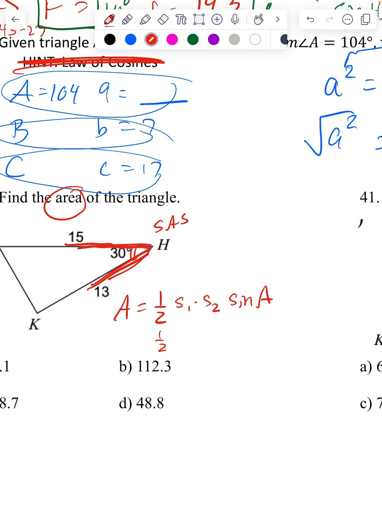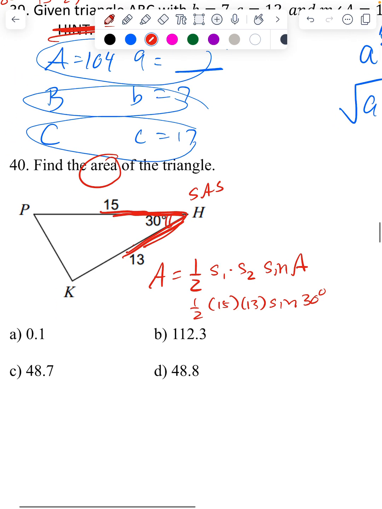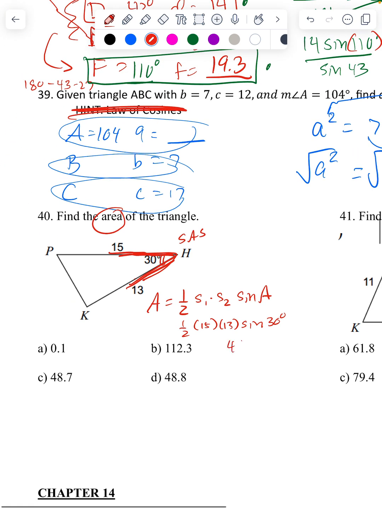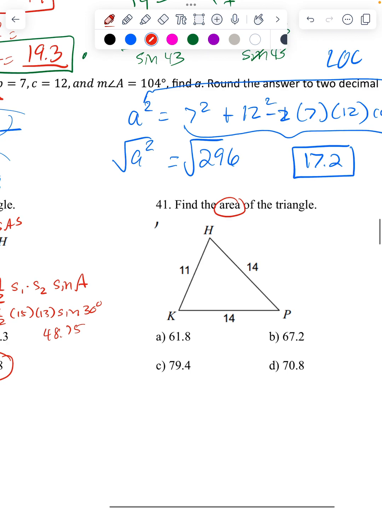So I'm just going to have 1/2, 15, 13, and then the sine of the angle between them. So 1/2 times 15 times 13 times sine 30 is going to put me at 48.75. And so then this is going to be, wow, that's pretty tricky. That's going to be my best option. Look at this one's pretty close. So make sure you're rounding off properly.